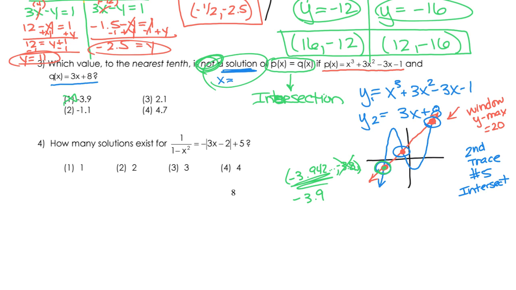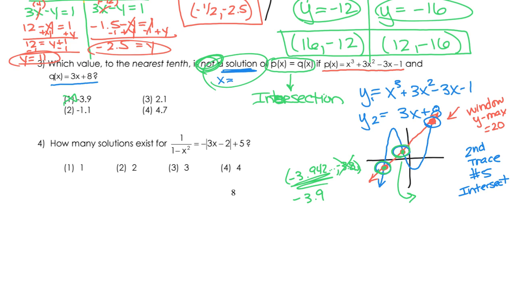All right, so now I'm going to go ahead and do this all again. So I'm going to hit second, trace. So I go back to my calculate menu. I'm going to go down to number 5, which is intersect. The calculator screen gives me the cursor again, and this time I'm going to move it to the second intersection point. As soon as the cursor is close to it, you're going to hit enter 3 times. 1, 2, 3. Okay, and it's going to spit you out an answer.